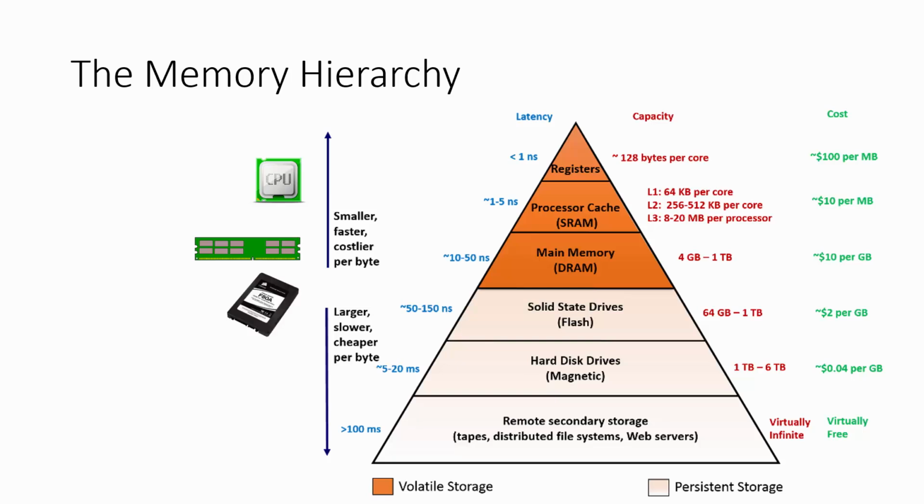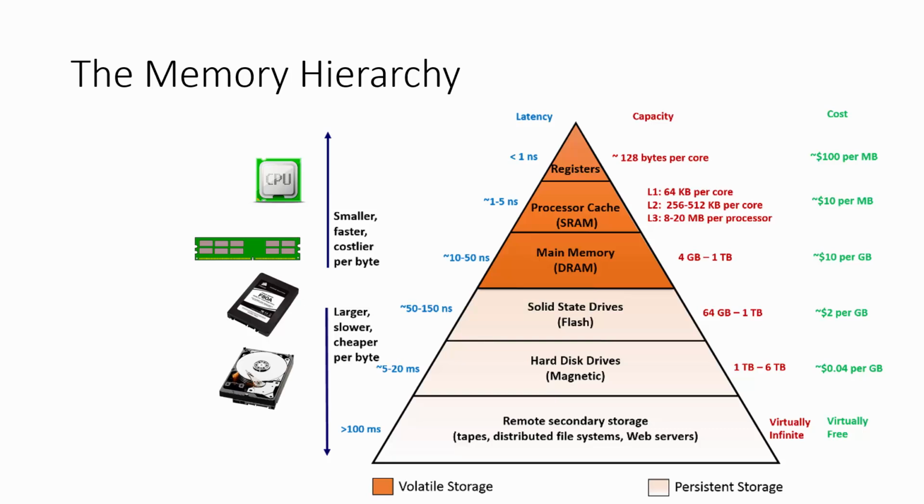Then we have solid state drives. Now, these are disks that are based on NAND flash technology. Again, their latency will be slightly higher than DRAM, but their capacity is much higher, and you can typically get solid state drives ranging from 64 gigabytes to 1 terabyte in a single package. Their cost is also about $2 per gigabyte.